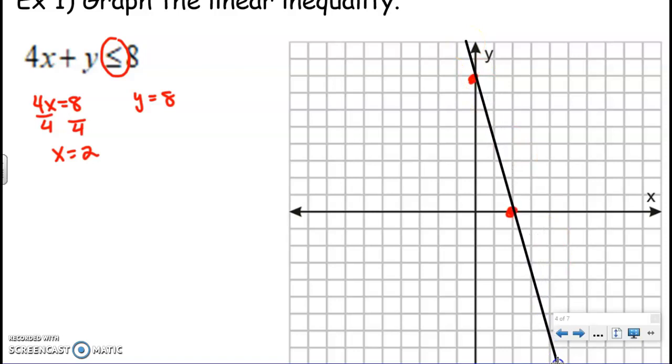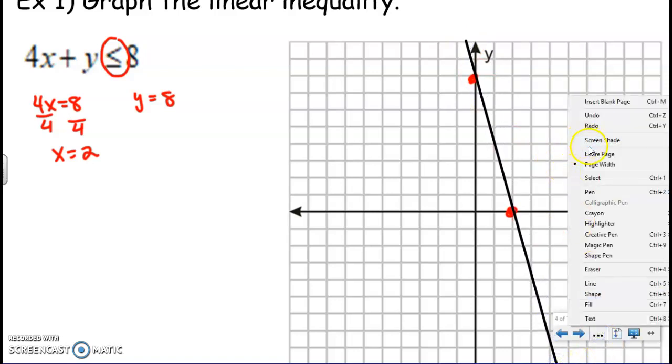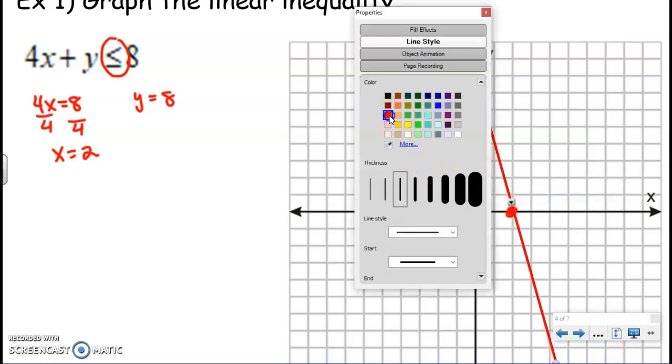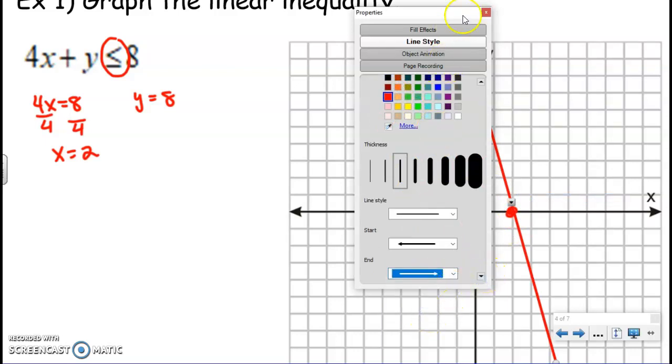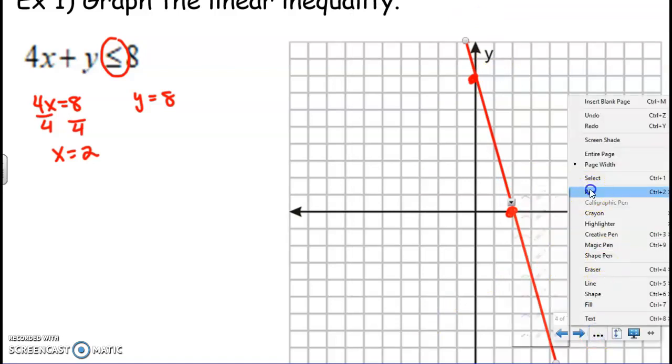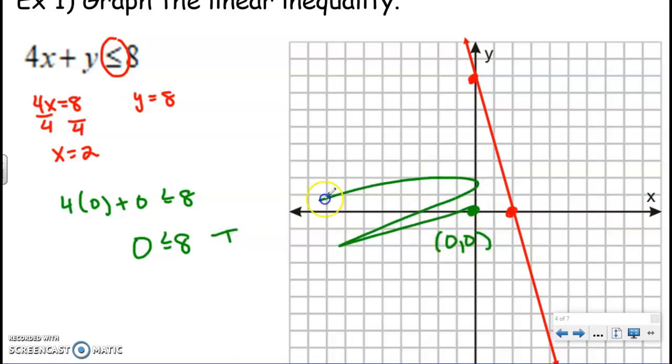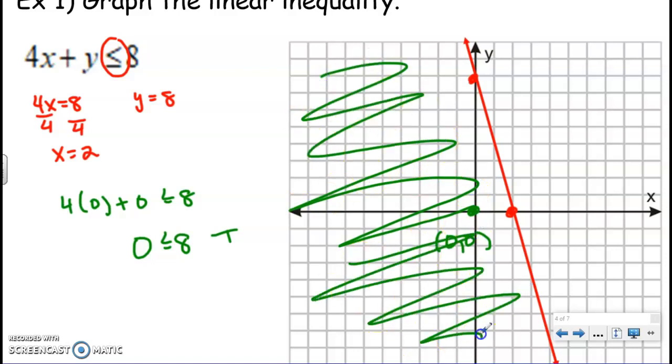Nice straight line here. My arrows at the ends, so I'm going to change those. Okay, and now we're going to test a point. So I'm going to go ahead and draw my point in. Okay, I'm going to use 0, 0 again. So I'm going to plug in 0 for x and 0 for y. And plug that in my calculator. I get 0 is less than or equal to 8, which is also true. So if it's true, put my pencil where that point is, shade that side of the line, and we're done.